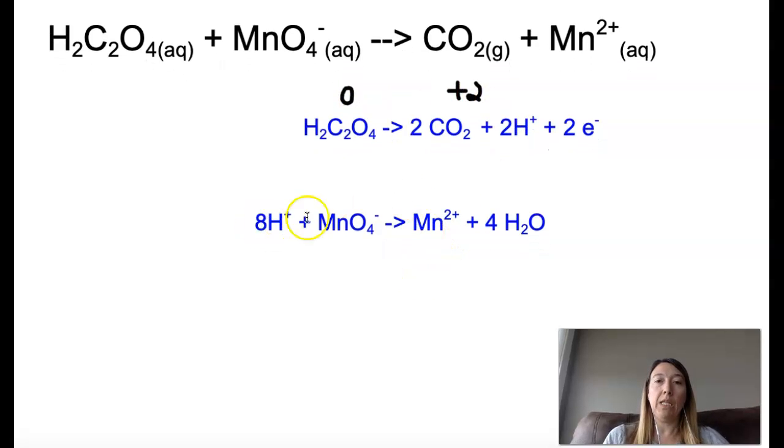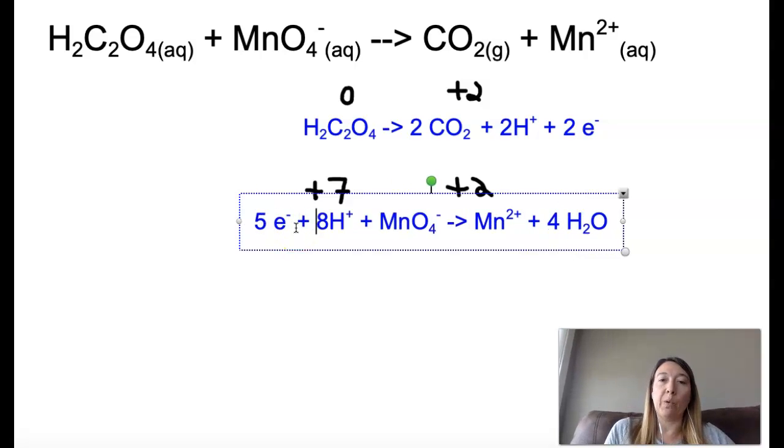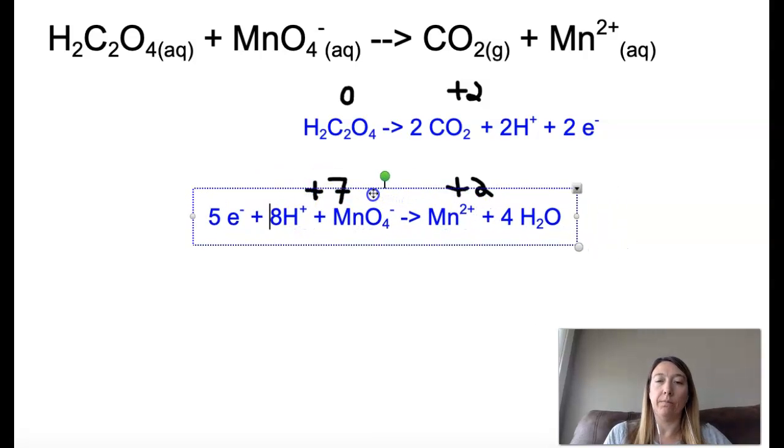Okay, we need to do the same thing in this equation. So when we look at this one, I have 8 positives coming from this. I have a negative here. So that means I have +7 on this side, because 8 times 1 is 8, and then -1 is where that 7 is coming from. On this side, the water has no charge. I only have 1 Mn, so I have +2 on this side. So, got to add my electrons. If I have a 7 and a 2, I need to add 5. They have to go over on this side, right? So that it brings my 7 down to 2.